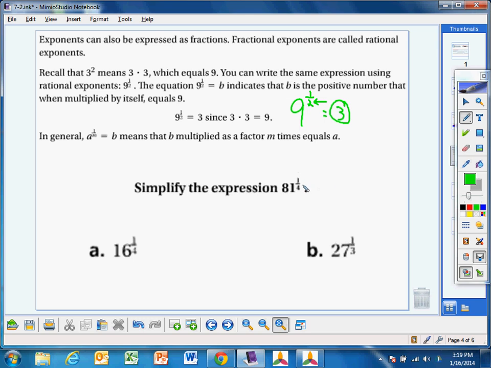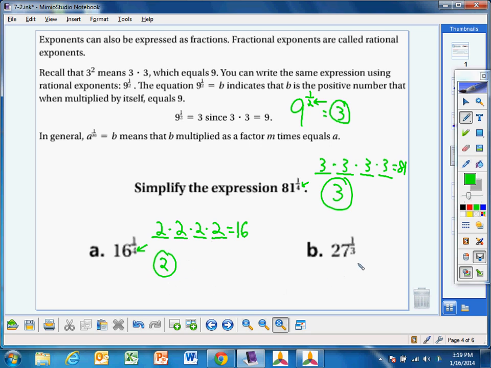So we're doing the same thing here. We're trying to find out what number multiplied by itself 4 times would give us 81. I'm pretty sure it's 3, so the final answer would be 3. What number multiplied by itself 4 times would give us 16? You guessed it, 2. So the final answer is 2. So here, what is the solution?